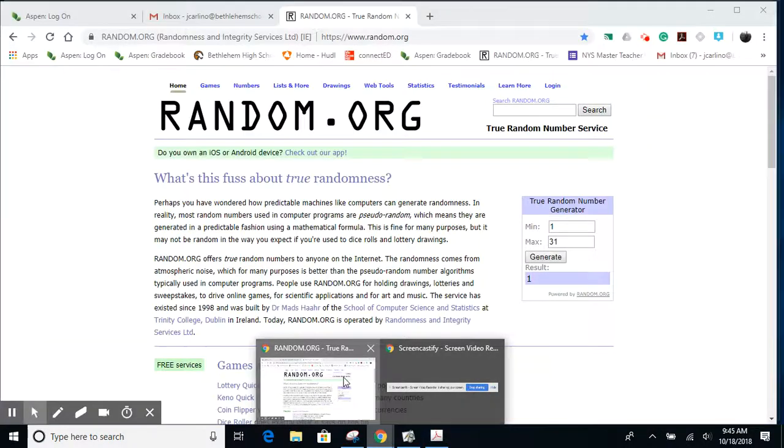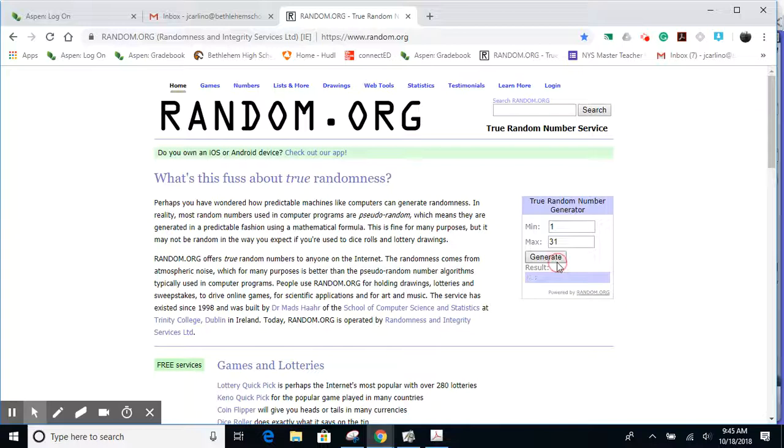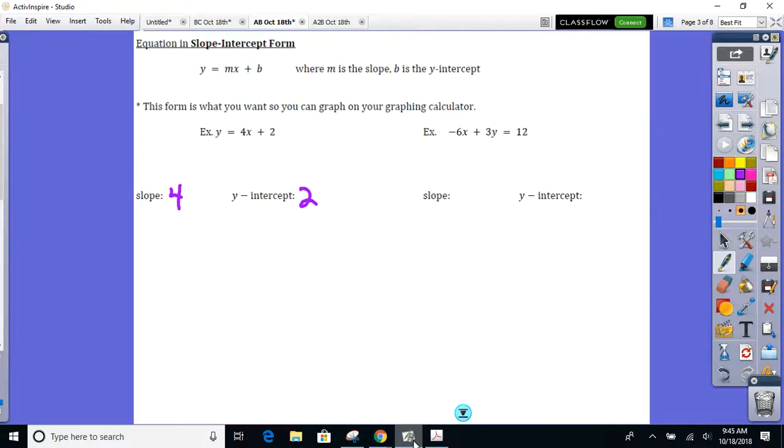It's not in slope-intercept form. What form is it in? That's in standard form right there. X and y are on the same side. So what am I going to have to do? Solve for what variable? Solve for y. First step.